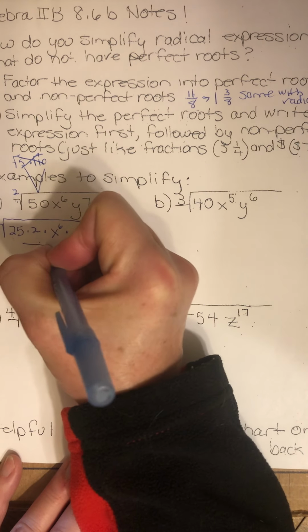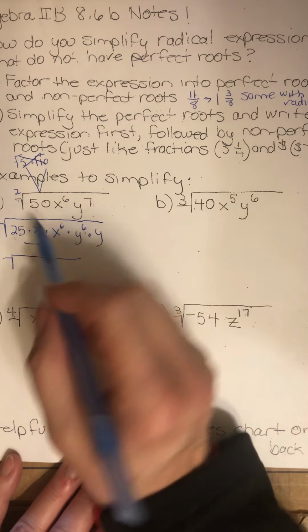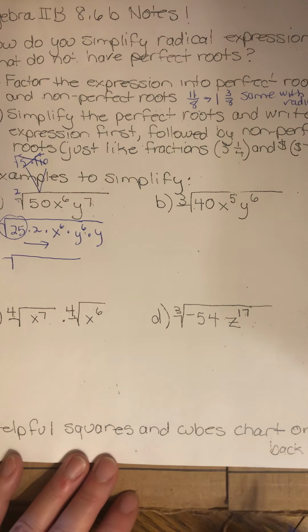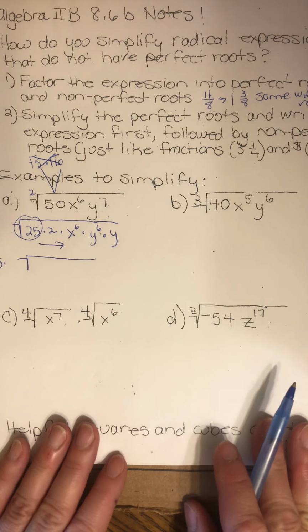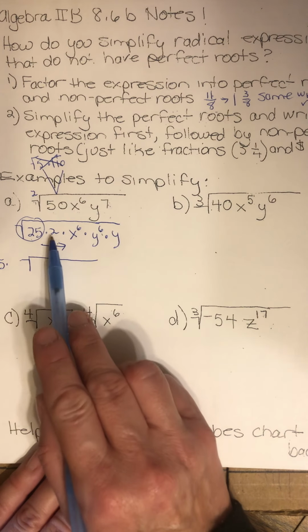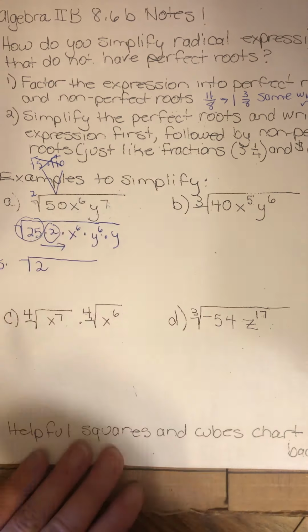Now let's go left to right and do all the simplifying we can. Okay, the square root of 25 is 5. That goes out front. It's not under the radical sign because we actually took the square root. The square root of 2, I cannot do underneath the square root.